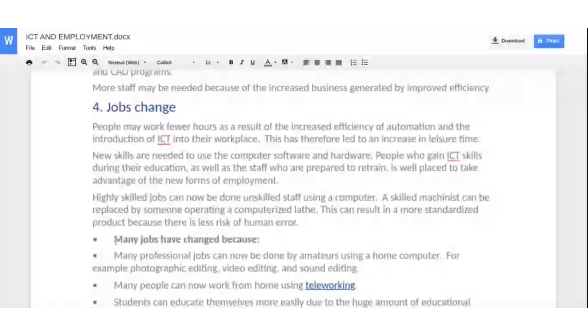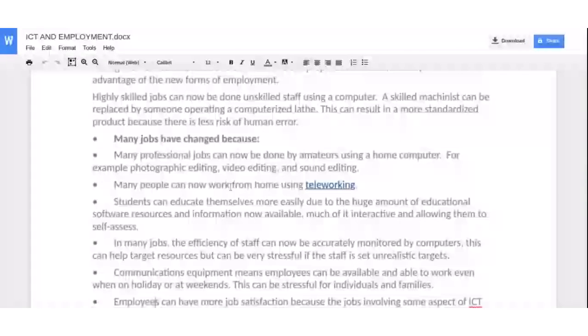Here it says that people may work fewer hours as a result of the increased efficiency of automation and the introduction of ICT into the new workplace. So we find that some jobs and some issues relating to jobs have changed because of the entry of ICT. One of those is the concept of teleworking, which we'll be looking at. It says many people can now work from home using teleworking, together with productivity and efficiency. Many professional jobs can now be done by amateurs, people who are not necessarily very good at it and probably never trained, using a home computer.